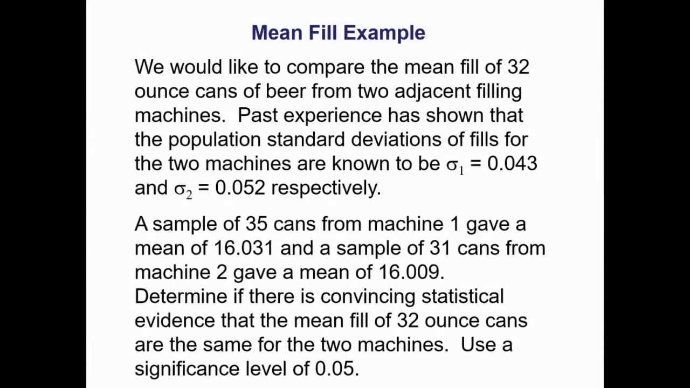Okay, so we're going to pick up where we left off yesterday, and start by looking at a mean fill example. I think there's a typo in the notes, because it's talking about 32-ounce cans of beer, but yet at the bottom we're talking about 16-ounce cans of beer. So I think there's a slight typo here.